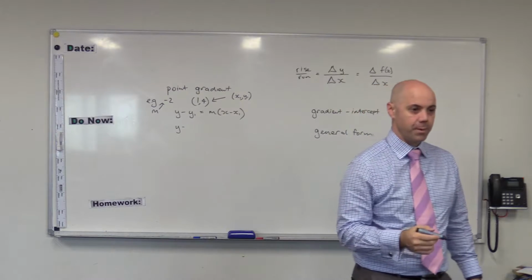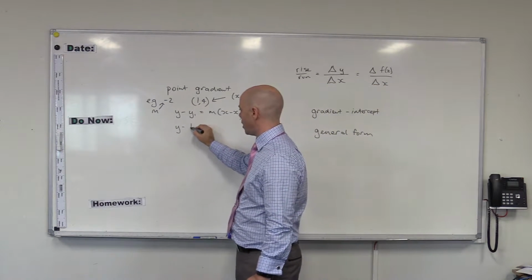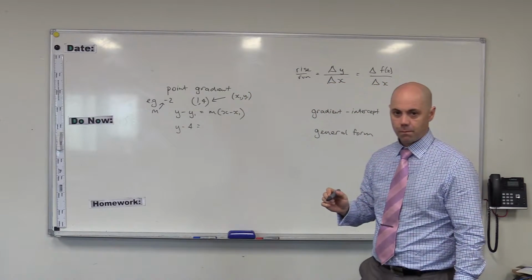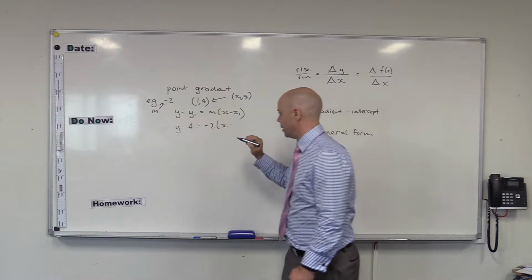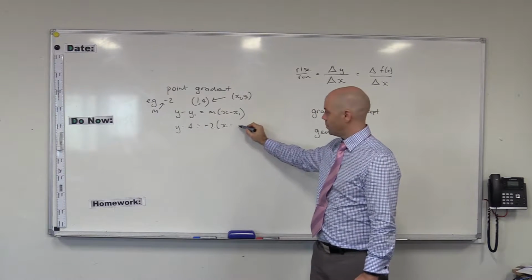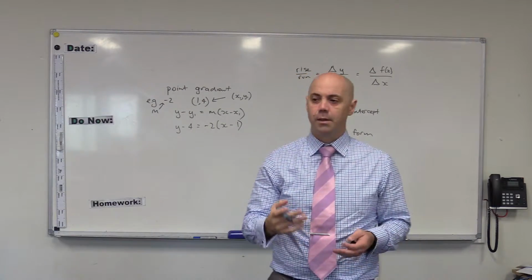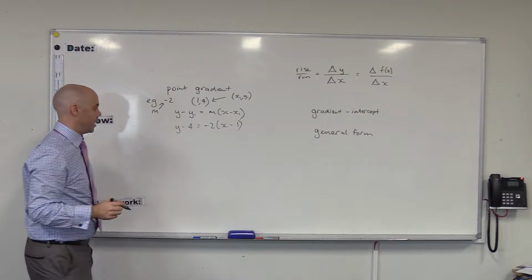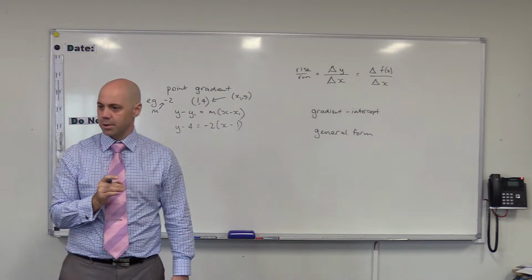What's y1 from the information given to us? 4. Yeah, so it's y minus 4. What is m? Minus 2. What is x1? 1. Okay, we're just putting those things in. Then we simplify and get into one of these two forms over here. And so we say, well, who's going to walk me through it? I'm not going to do it. You guys can do this stuff.